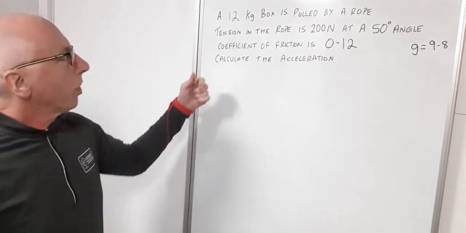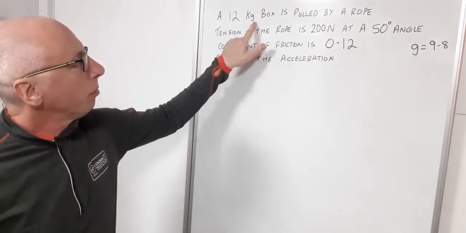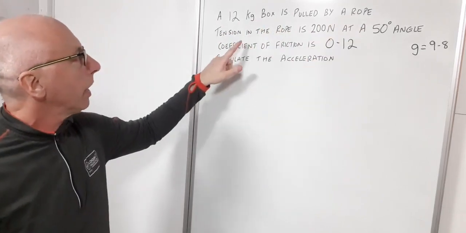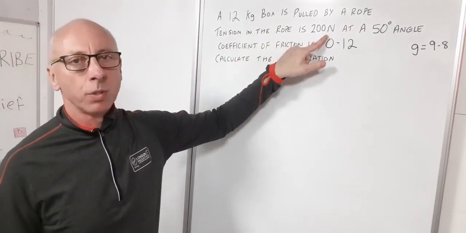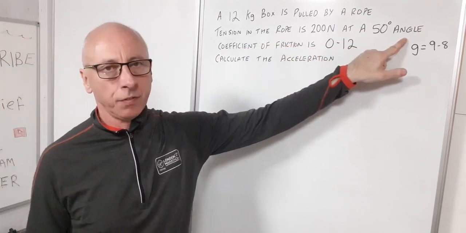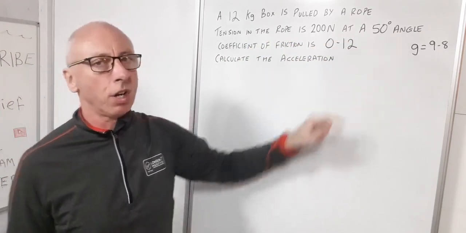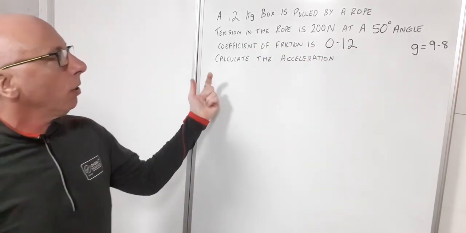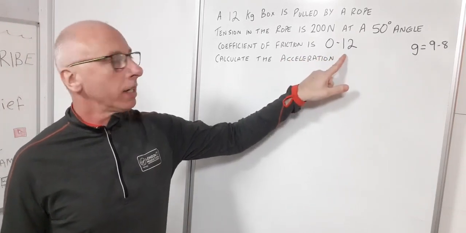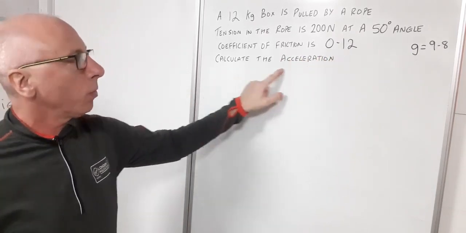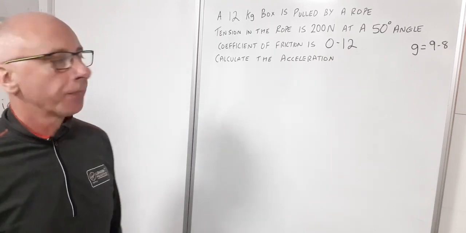So in this question, we've got a box with a mass of 12 kilos being pulled by a rope, and in the rope the tension is 200 newtons and it's being pulled at a 50 degree angle to the horizontal plane. Now the coefficient of friction on the horizontal plane is 0.12. We want to calculate the acceleration.